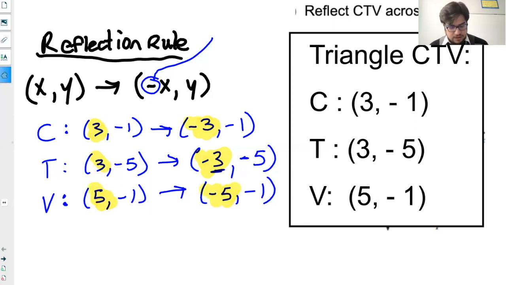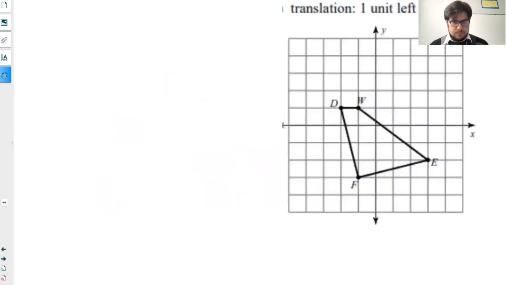But notice that even though this is a positive y here, it doesn't mean that y has to be positive. It just means we don't change anything. -1 is still -1, -5 is still -5, and then -1 is still -1. So nothing changed for the y values, only for the x values. All right, let's look at another example.